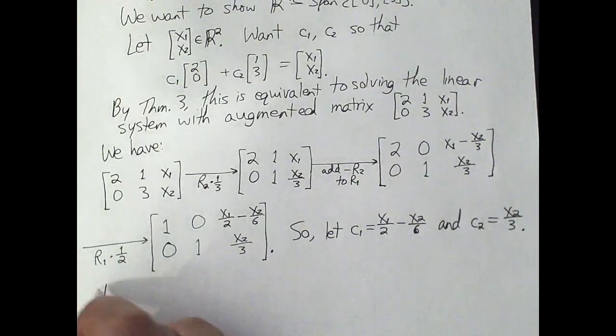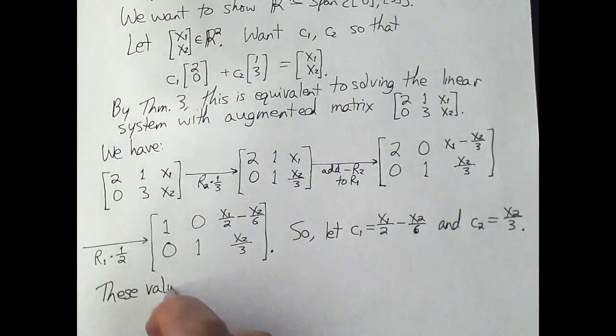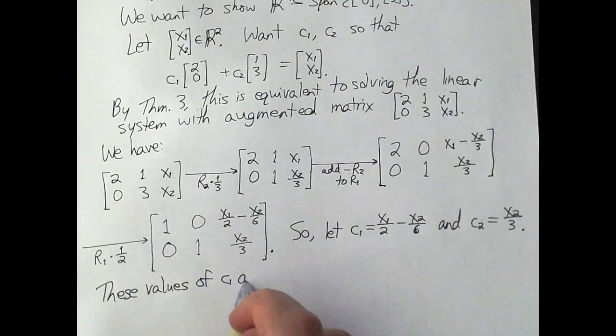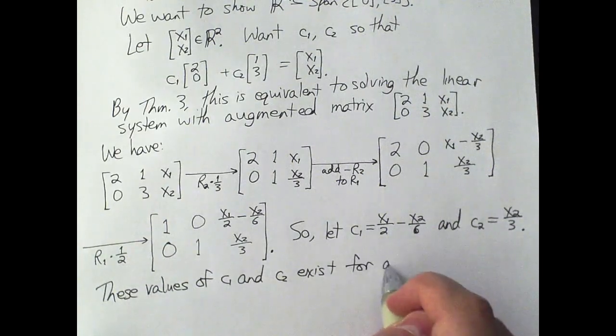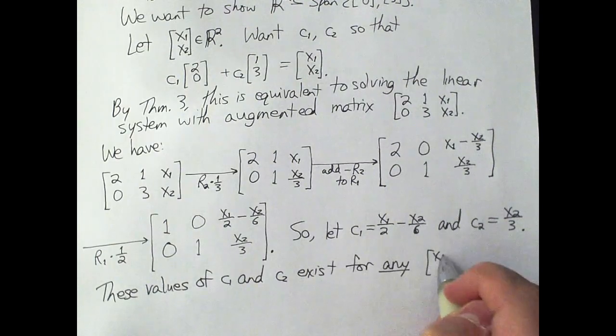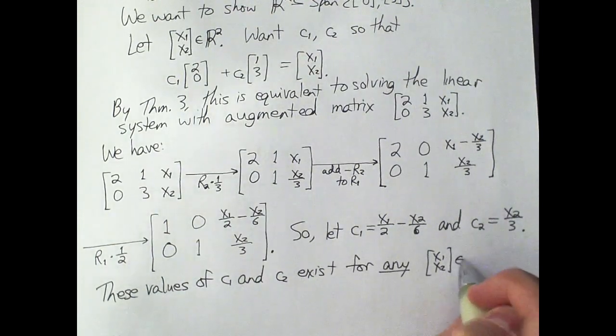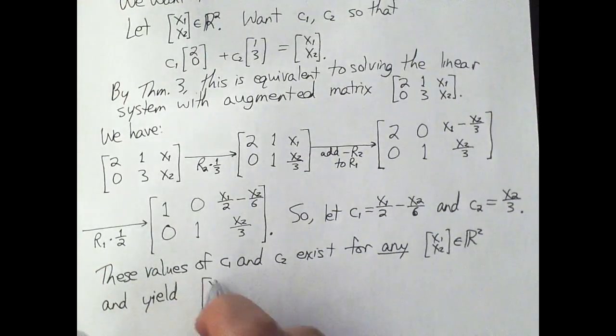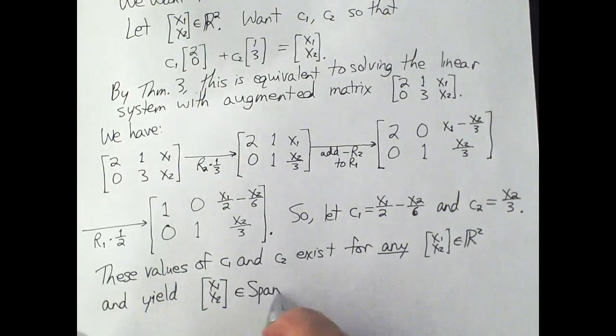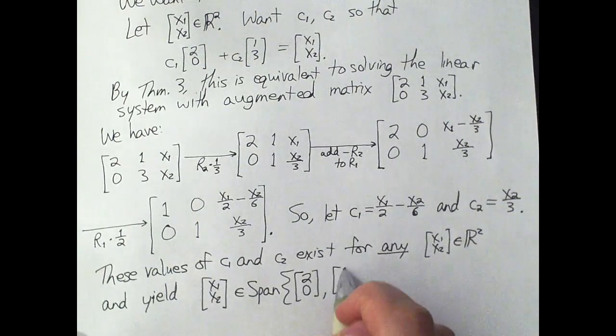And I'm going to say that these values of C1 and C2 exist for any x1, x2 in R2. And they yield x1, x2 being in the span of these two vectors, which ultimately that's what we were trying to show.